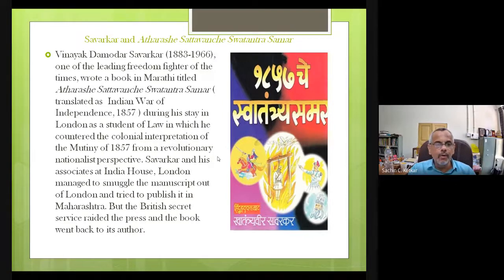And he wrote a book called 1857 Swatantra Samar, translated as Indian War of Independence in 1857, during his stay in London as a student of law, in which he countered the colonial interpretation of the mutiny of 1857 from a revolutionary nationalist perspective. The book obviously was written in Marathi. Savarkar and his associates in India House, London, managed to smuggle this Marathi manuscript out of London, and they tried to publish it in Maharashtra. But the British Secret Service raided the press and the book went back to its author.